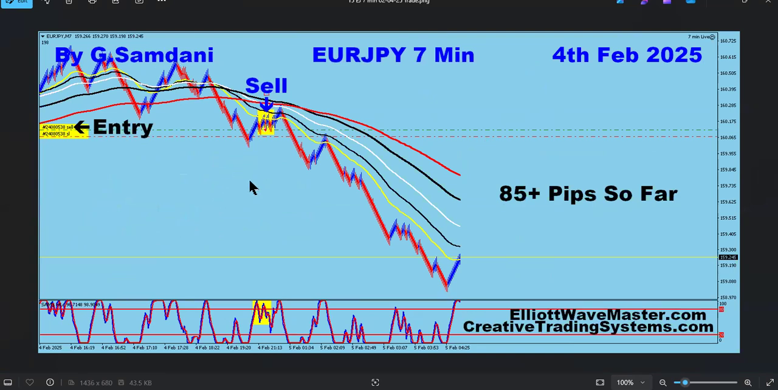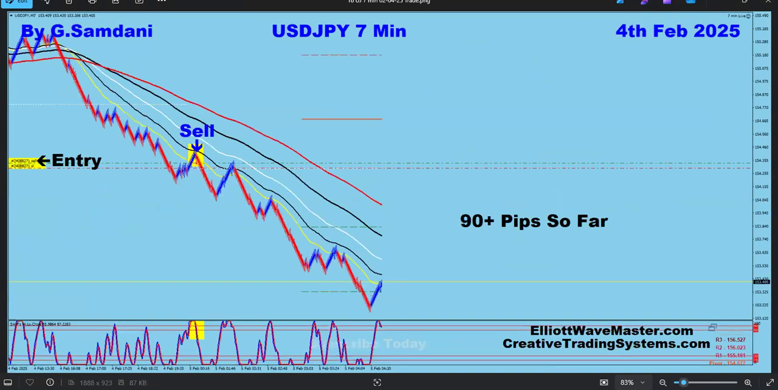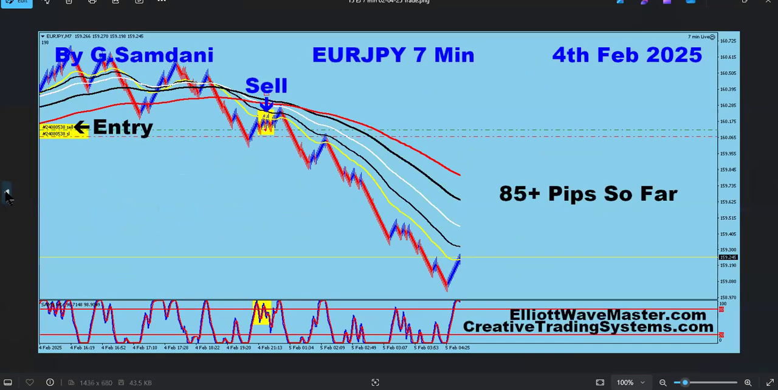So you're going to catch those small moves. 85 pip Euro yen to the downside here. Well, thanks to Trump, tariff on, tariff off. That's what he's playing game. Market up, market down. That's what's happening. So if you have a good system, you can trade both.